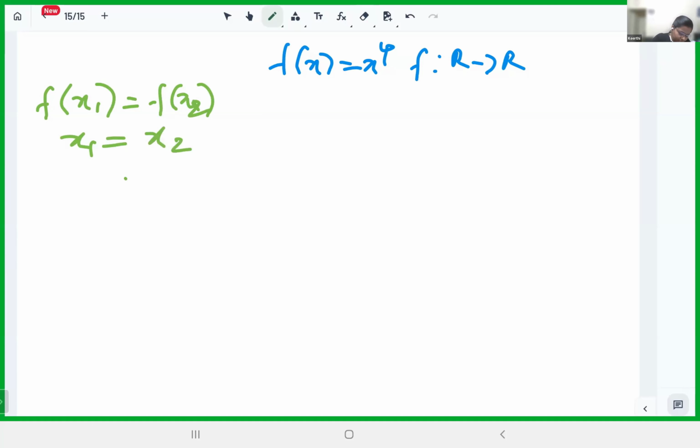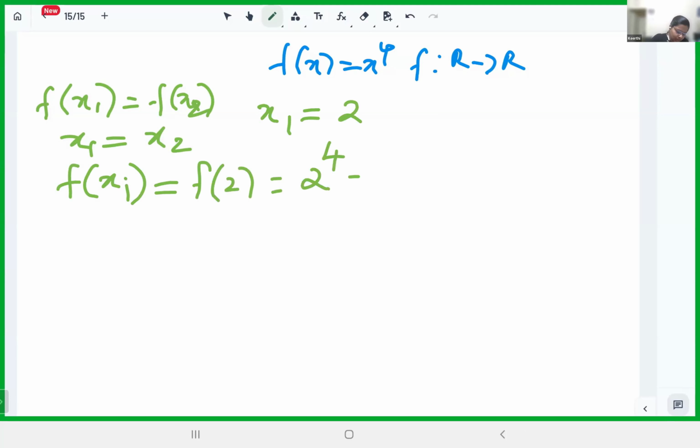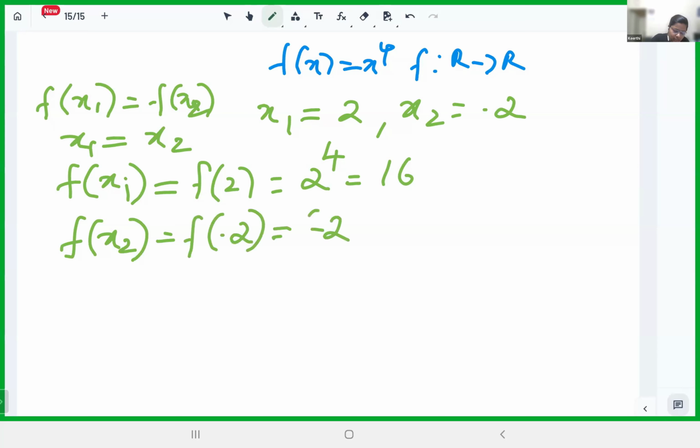So here I'm going to take, let x1 be equal to 2. So what is f of x1? f of x1 is f of 2, that is equal to 2 raised to 4, that is equal to 16. Now I'm going to take x2 as minus 2. So what is f of x2? f of x2 is nothing but f of minus 2, that is minus 2 the whole raised to 4, that is equal to 16. Here you have got that f of x1 is equal to f of x2. Both are 16.